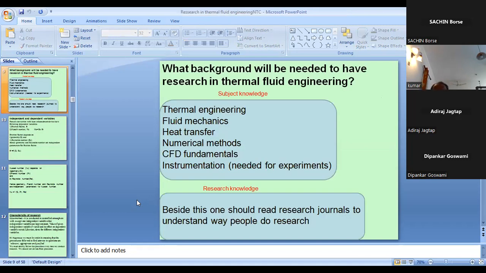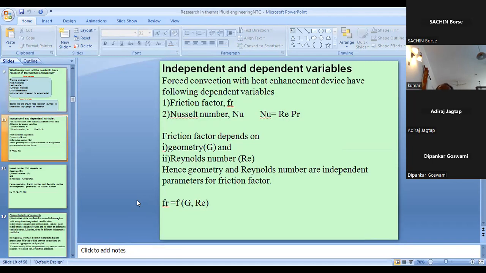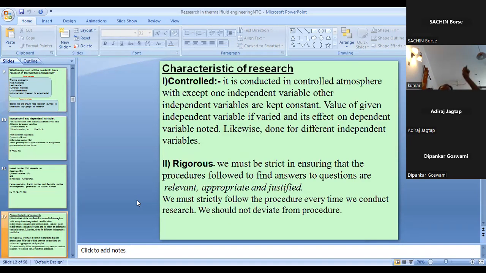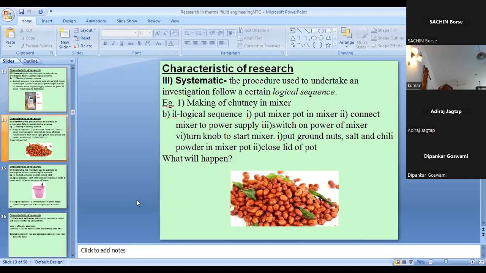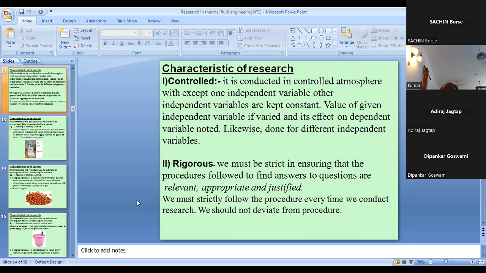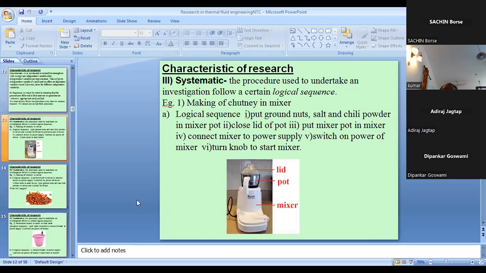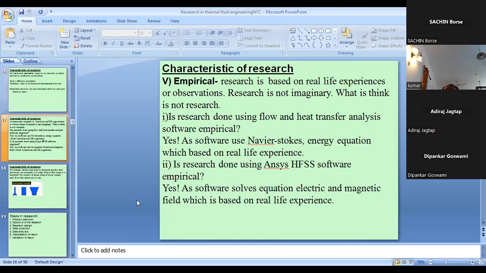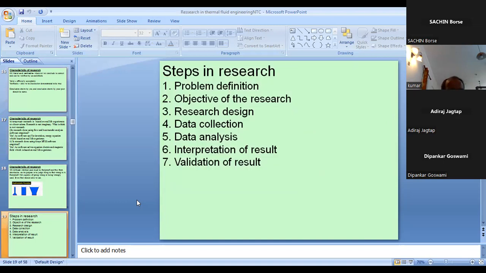Then I explained what background we need for research. I gave the example. Then we saw independent and dependent parameters. Then we saw the characteristics of the research. The important characteristics are that it is controlled, rigorous, systematic, valid, verifiable, and empirical. It is empirical. This is a very important characteristic. It is not imaginary.